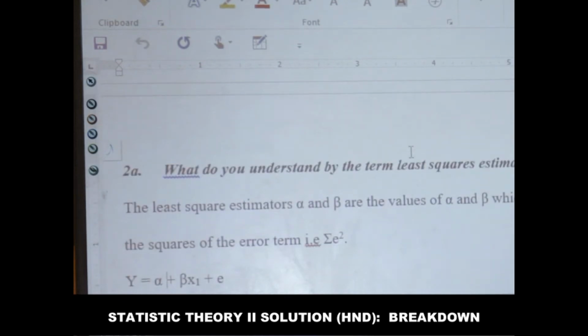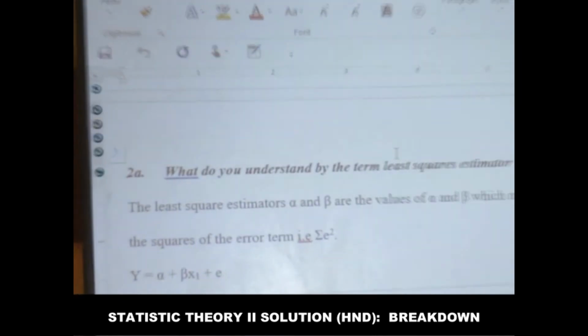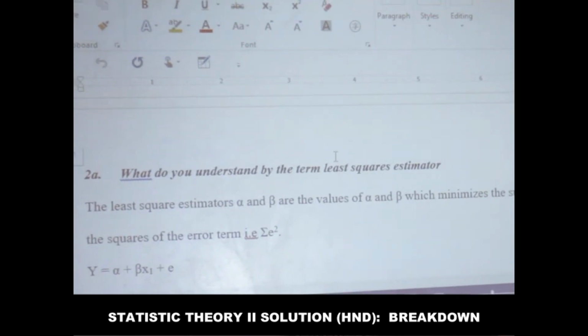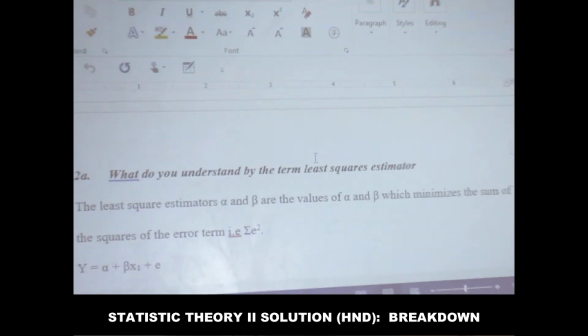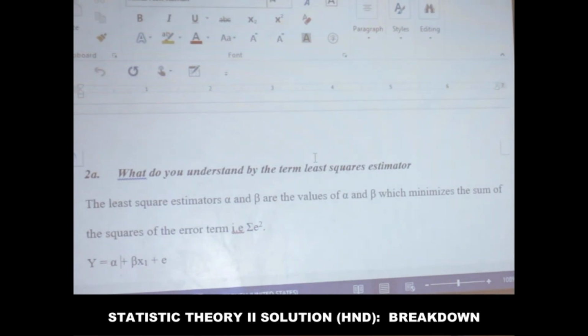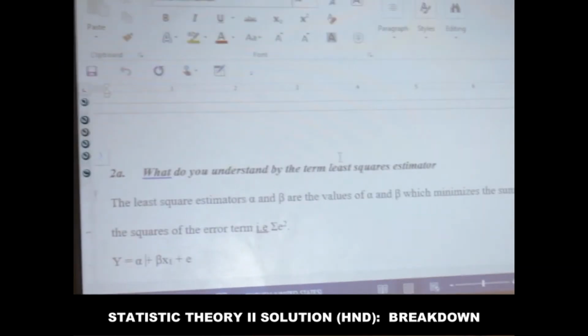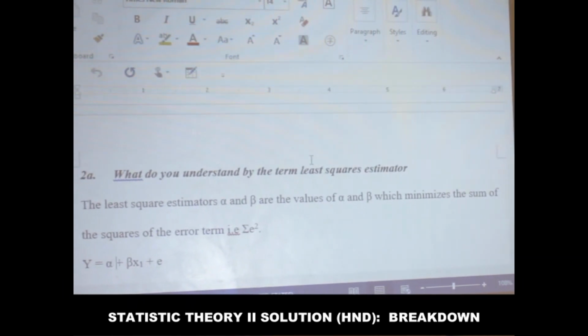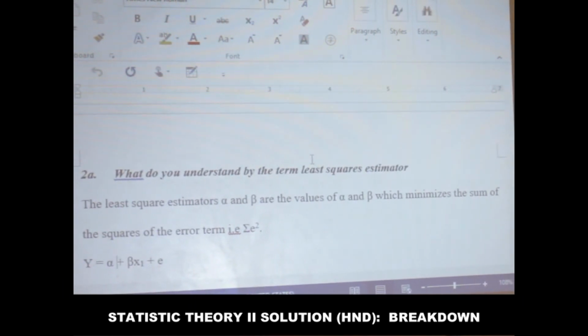So we have question 2. What do you understand by the term least square estimator? It says the least square estimator, alpha and beta, are the values of alpha and beta which minimize the sum of the square of the error term. And the square of the error term is summation e raised power 2.